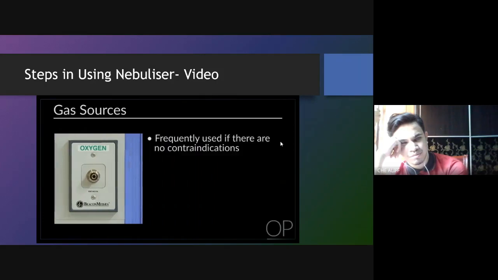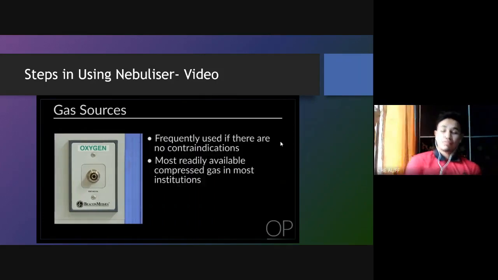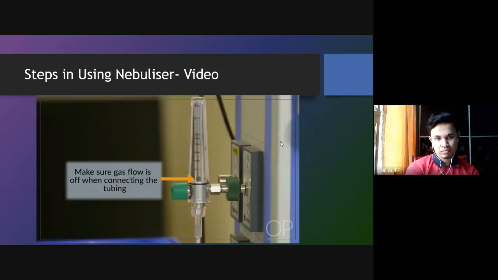Often, patients receive 100% oxygen if there are no contraindications, simply because this is the most readily available compressed gas in most institutions. But importantly, make sure that the gas flow is not running when you connect it. You should wait until the setup is complete and the device is adequately fixed to the child before you start the gas flow. This will minimize the amount of wasted drug and maximize the received dose.